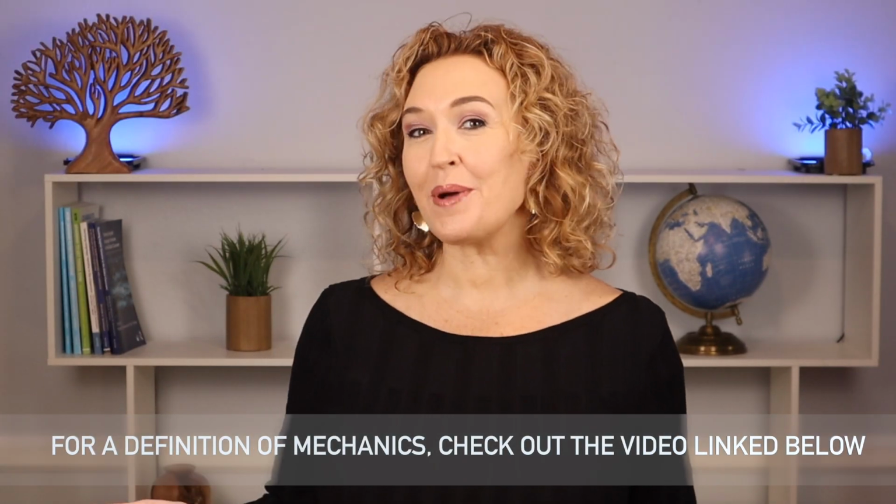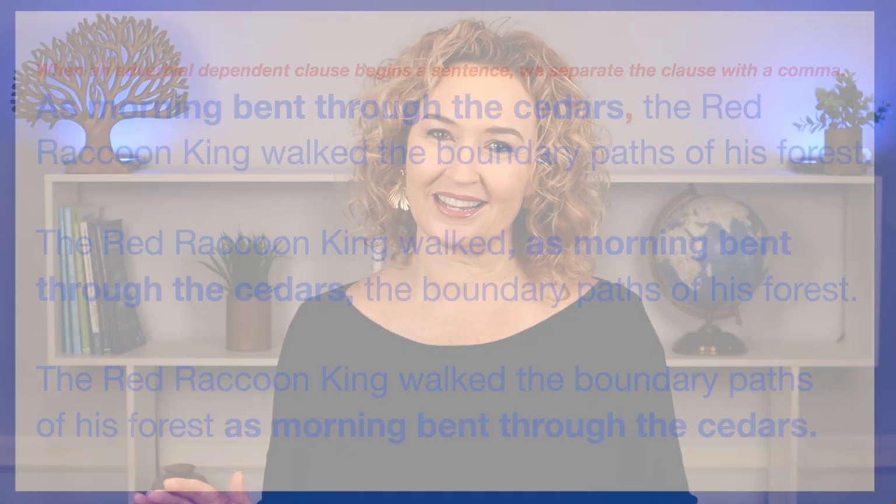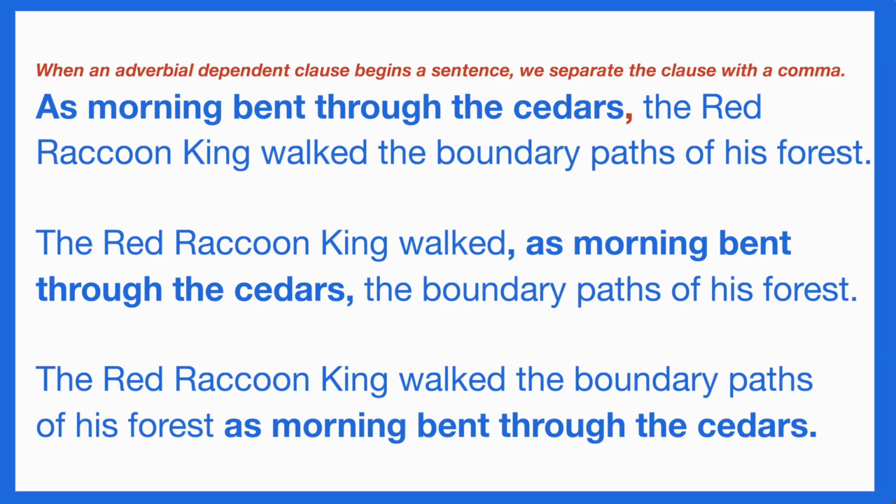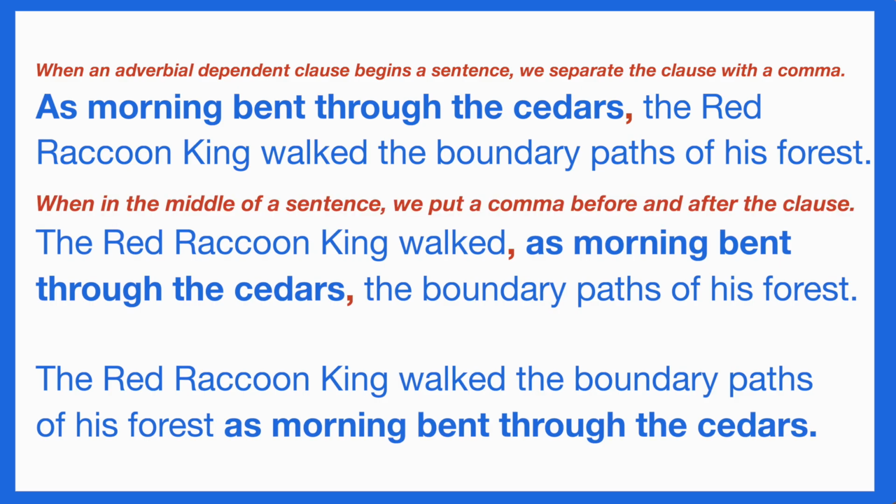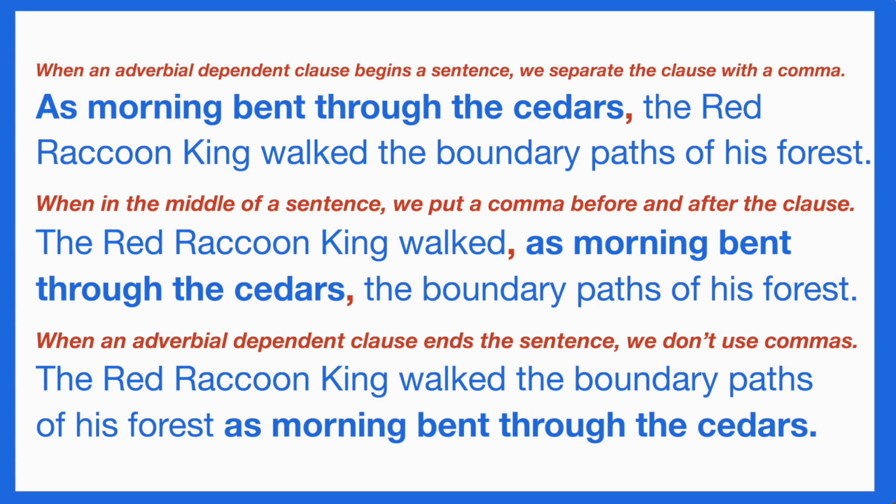Well, if we go back to our dependent clause, moving around the sentence, we can see the rules in play. When an adverbial dependent clause begins the sentence, we separate that clause with a comma. When an adverbial dependent clause is in the middle of a sentence, we put a comma before and after the clause. And when an adverbial dependent clause ends a sentence, we have no comma at all.